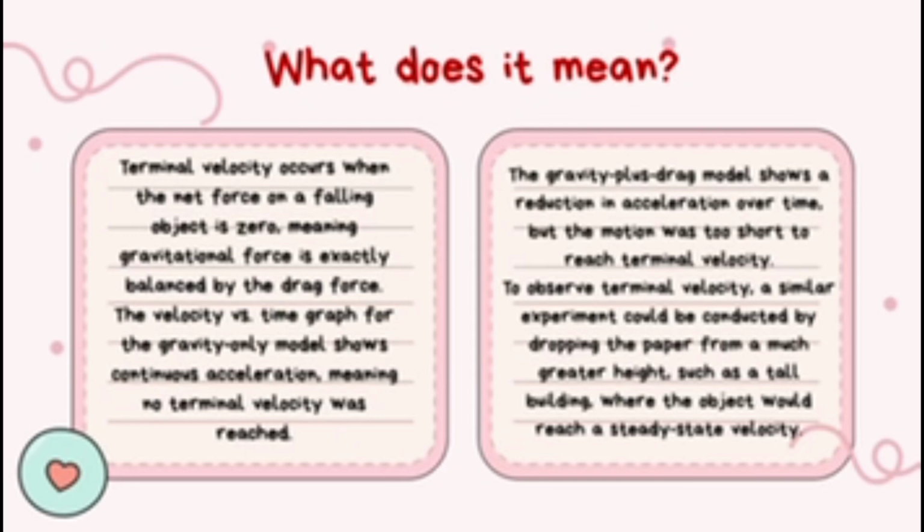So what does this mean? Well, we know that terminal velocity occurs when the net force on a falling object is 0, meaning gravitational force is exactly balanced by the drag force. The velocity versus time graph for the gravity-only model shows continuous acceleration, meaning no terminal velocity was reached. The gravity plus drag model shows a reduction in acceleration over time, but the motion was way too short to reach terminal velocity. To observe terminal velocity, a similar experiment could be conducted by dropping the tape from a much greater height, such as a tall building, where the object could reach a steady state velocity.